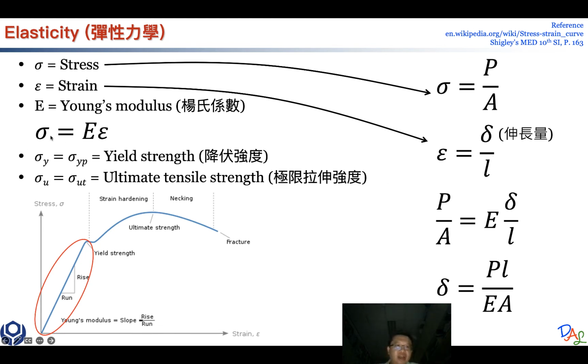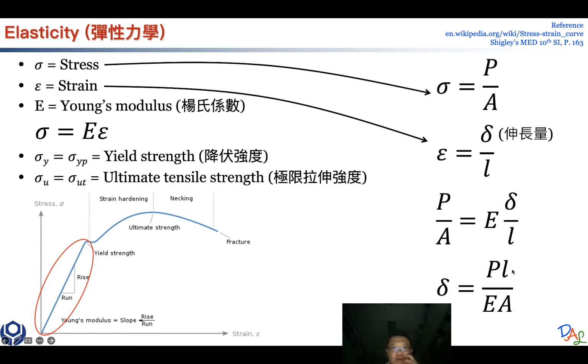And since they have this linear relationship, we can put all these three together. We end up with this equation right here, and we can rearrange it. Then we can calculate that the deformation equals PL over EA. P is the external force, E is the material property, and L and A represent key parameters about the geometry.